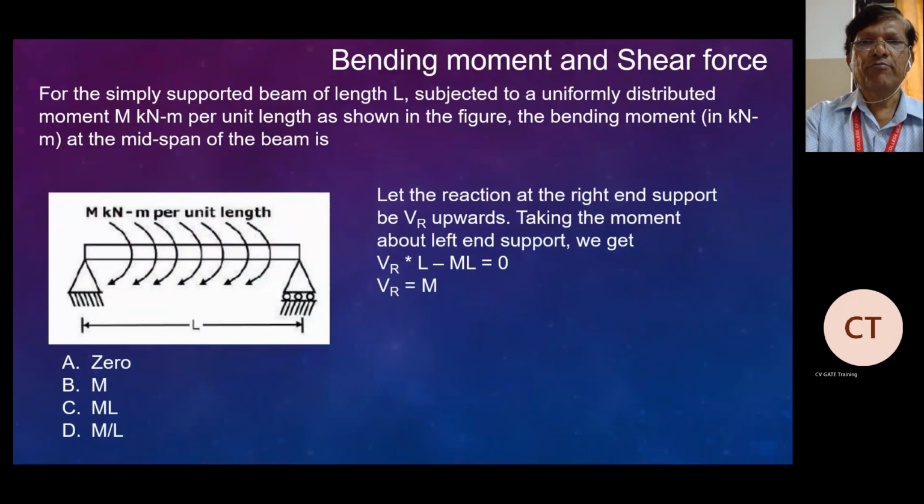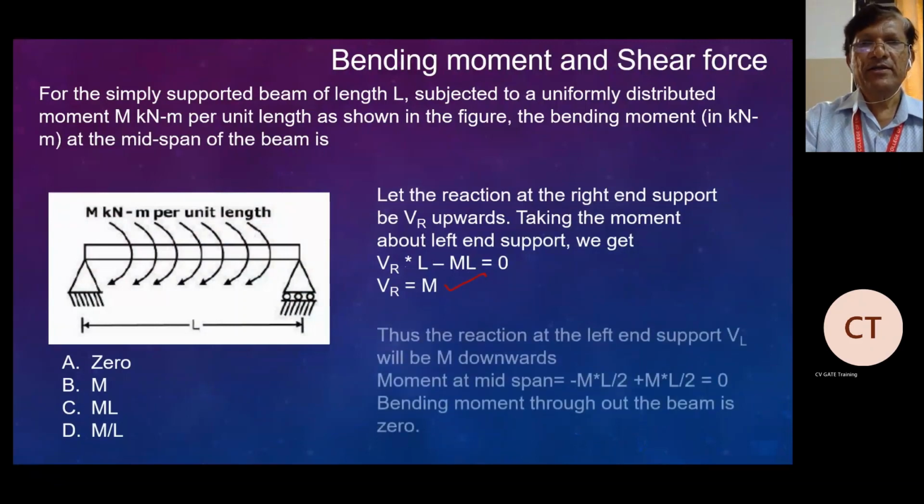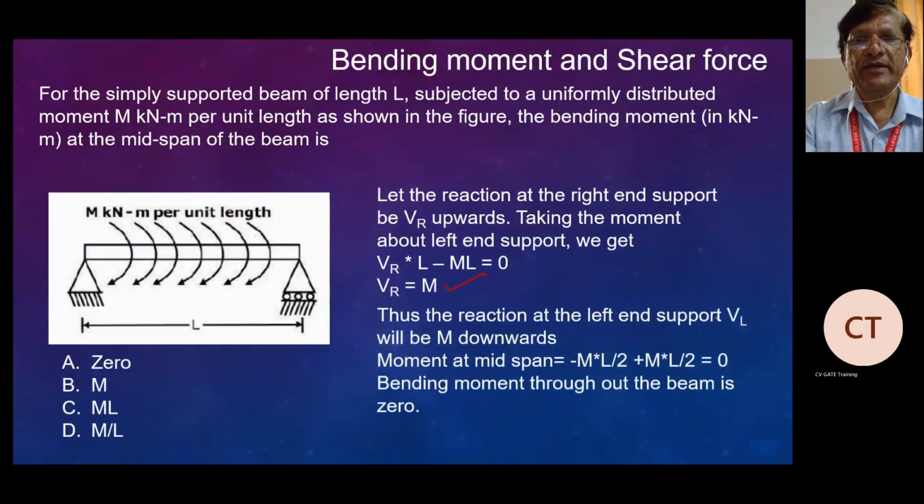VR is equal to upward, and taking the moment. So all the moment will be there, M into L, that is the total moment, into L will be there, and VR, the reaction at the right hand, into L. So VR will be getting M. So once you know VR, the reaction at the left hand, VL, will be equal to downward here. If it is upward here, this will be downward.